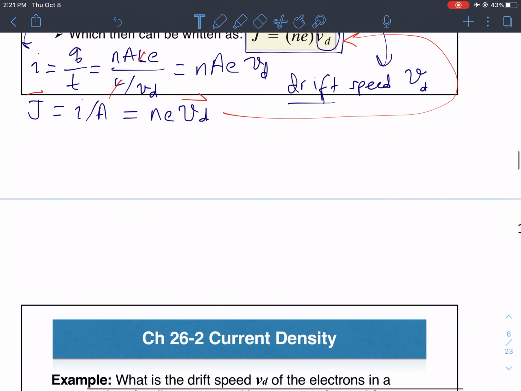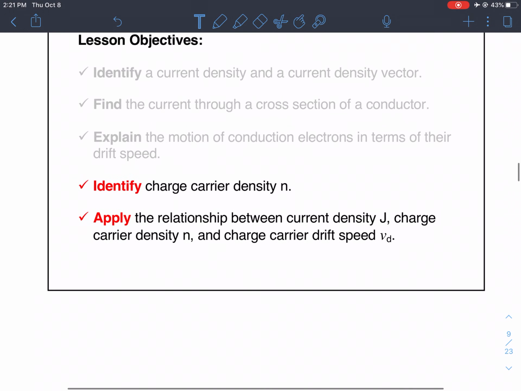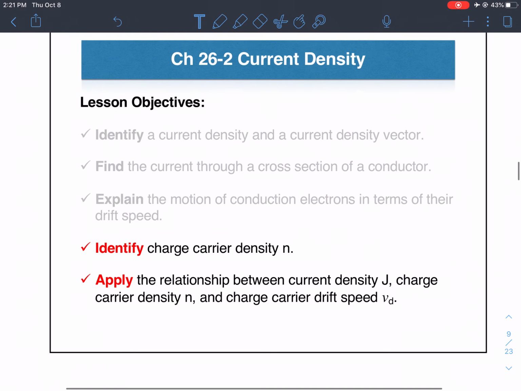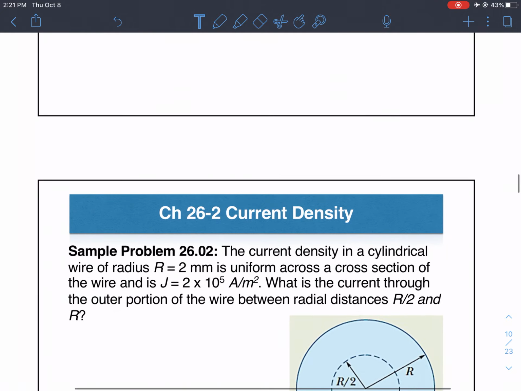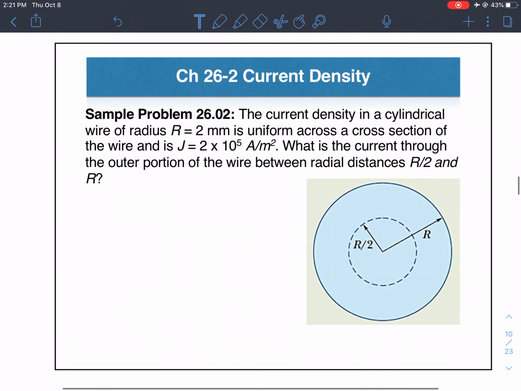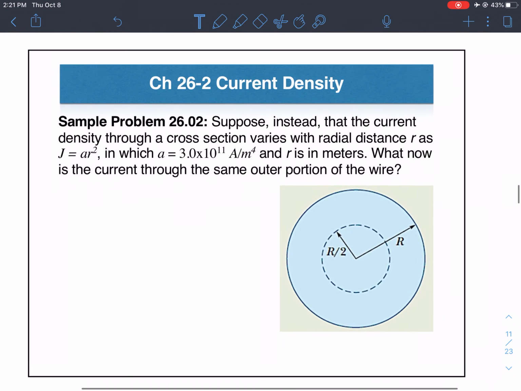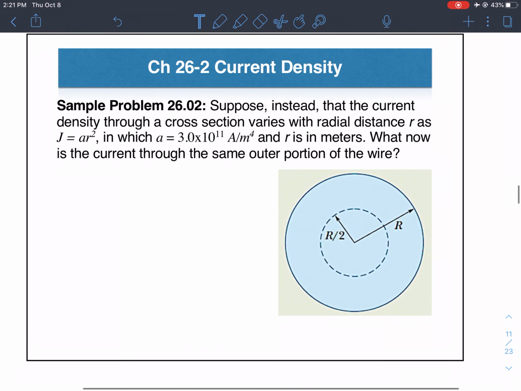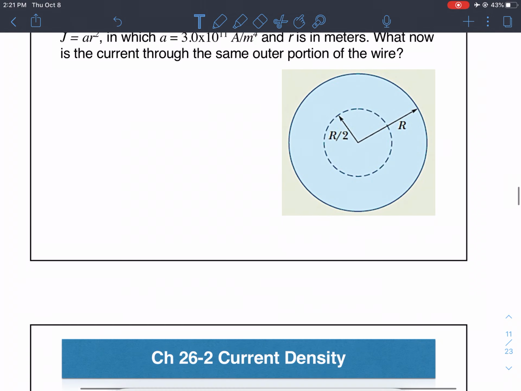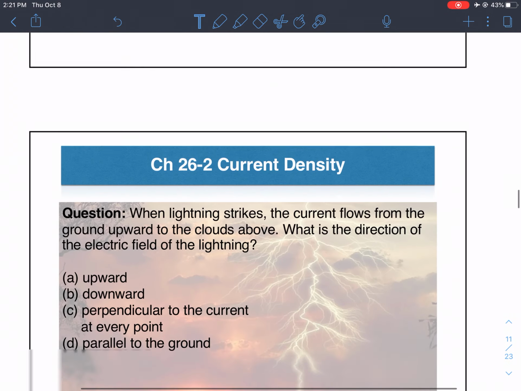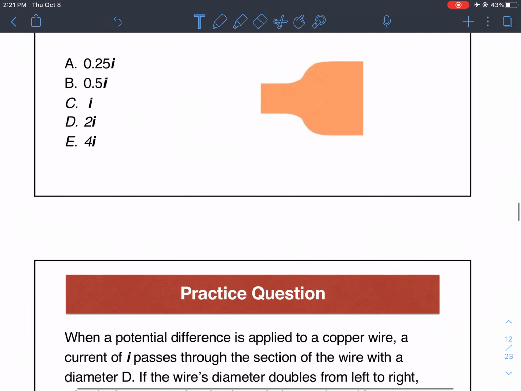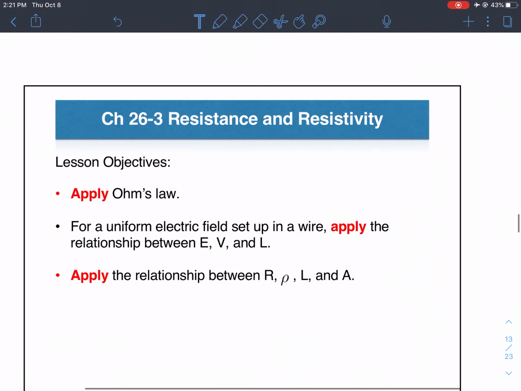Okay, and then we will go through some examples, and we will learn how to use that charge carrier density in the example, and then some questions and some problems where we will start with constant current density. You can see that J is just a number, and after that we'll have J as a function of r, so it is going to be a variable, and you remember that we had the integral for the variable J. And again, more practice here, and we will get into section 3 after.